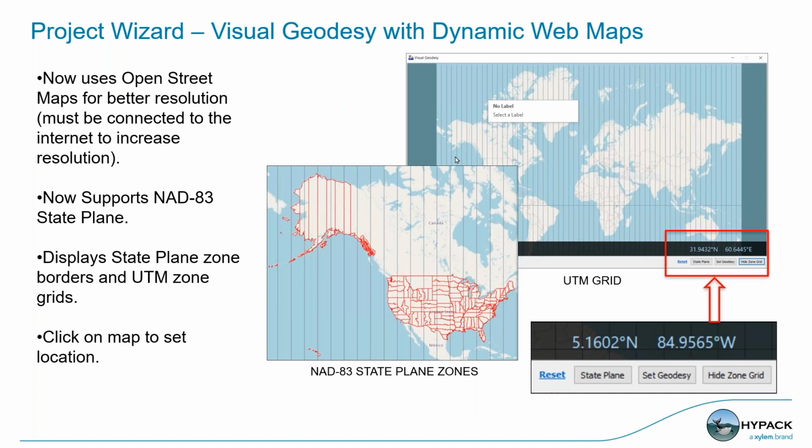Great, thank you, John. Our next is Project Wizard. So Project Wizard, last year we added the option to click on a map to select the correct UTM zone of your survey area. Now we added OpenStreetMaps and included the state plane zone boundaries. So you just zoom into your survey area, click on the map, choose to set geodesy, and this will auto-populate your geodetic parameters. One note, to use the OpenStreetMaps and get that best resolution, you do want to be connected to the internet.